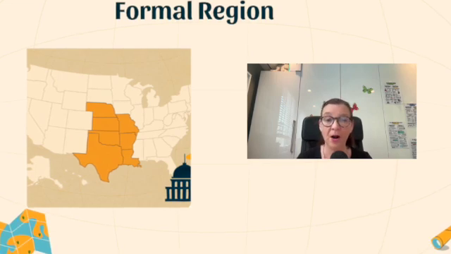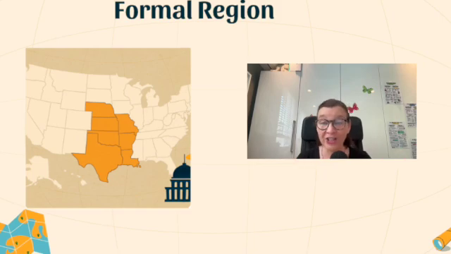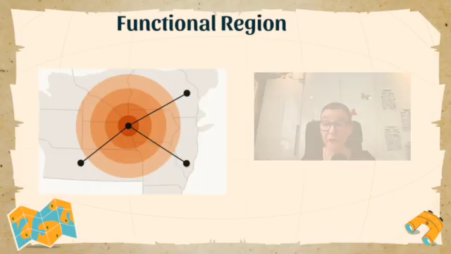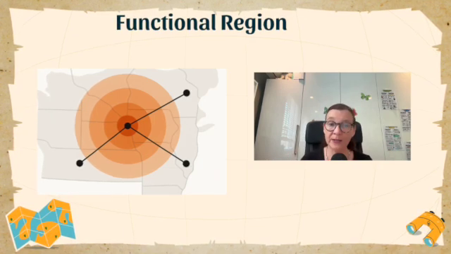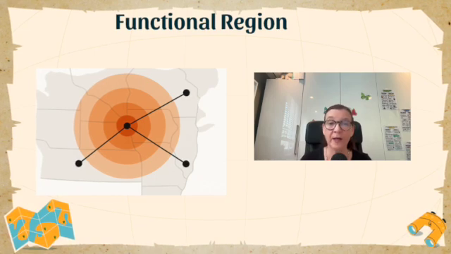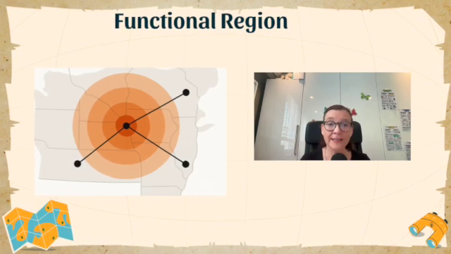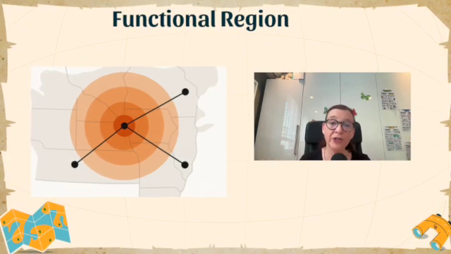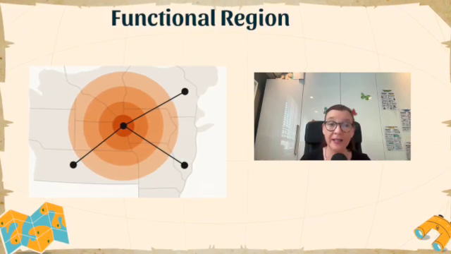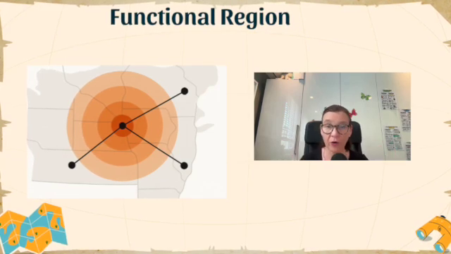Here's an exam tip. On the AP exam, if you see the word uniform or homogeneous, think formal region. Another region you need to know about is functional region, which is also called nodal region. A functional region is organized around a central point. The activity or influence is strongest at the center and it fades as you move farther away. These regions are defined by connections, things like trade, transportation, or communication.